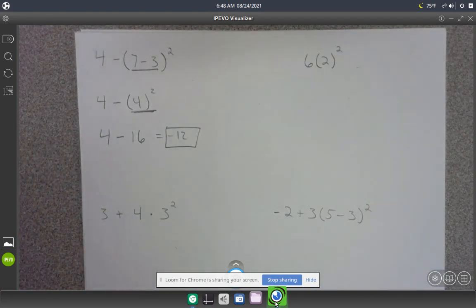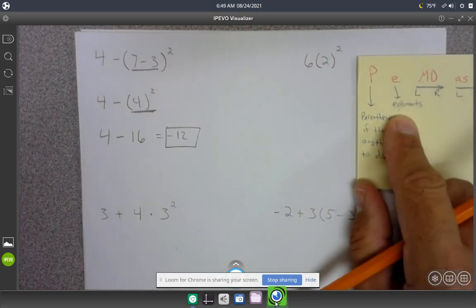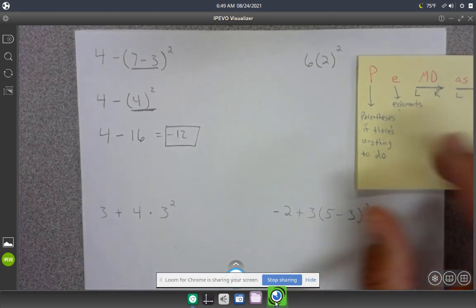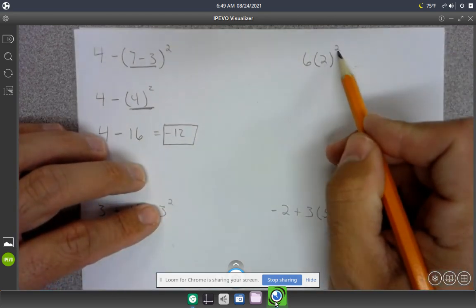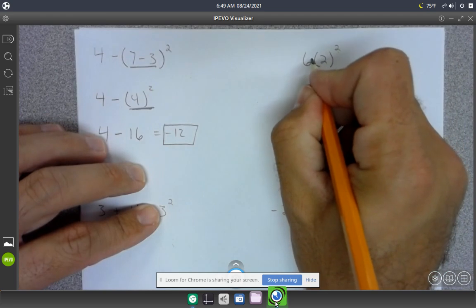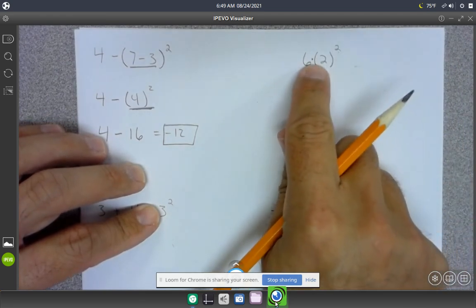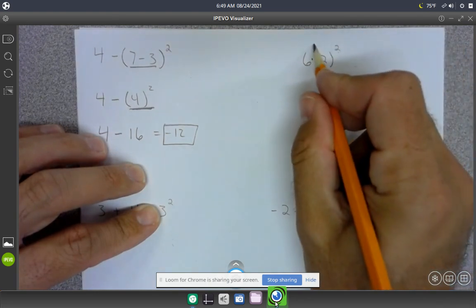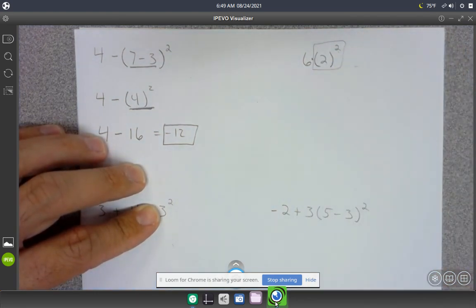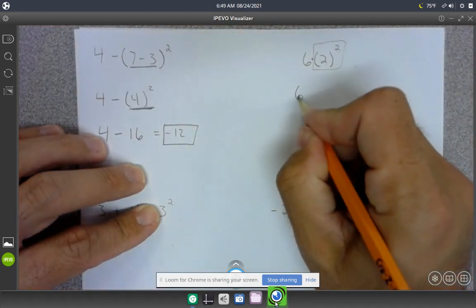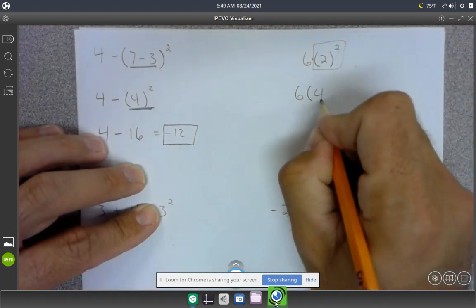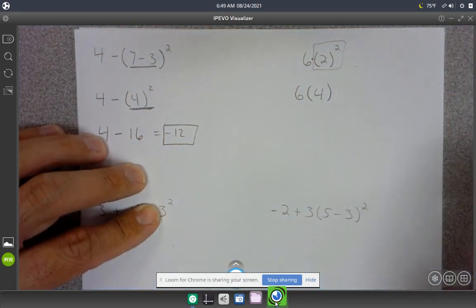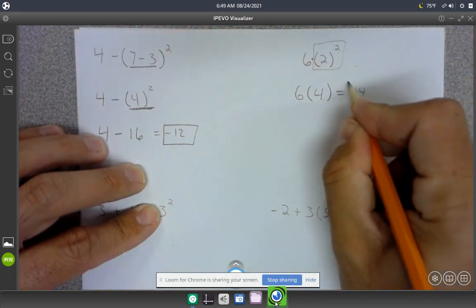All right. This little problem right here causes a lot of people issues. You know you're supposed to do the exponents first before you multiply. So we got to evaluate this exponent part before we do the 6 multiplied by the rest of it. That's the key here. So it's 6 multiplied by 4, because it's 2 to the second power, that's 4. And 6 times 4 is 24.